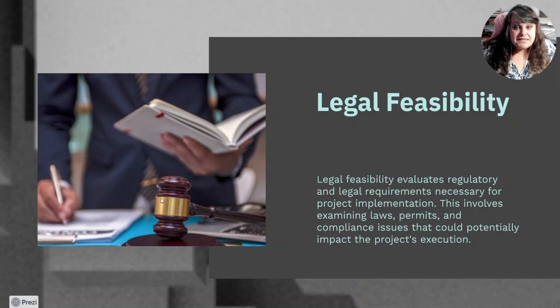Legal feasibility. Legal feasibility evaluates the regulatory and legal requirements necessary for the project implementation. This involves examining laws, permits, and compliance issues that could potentially impact the project's execution.